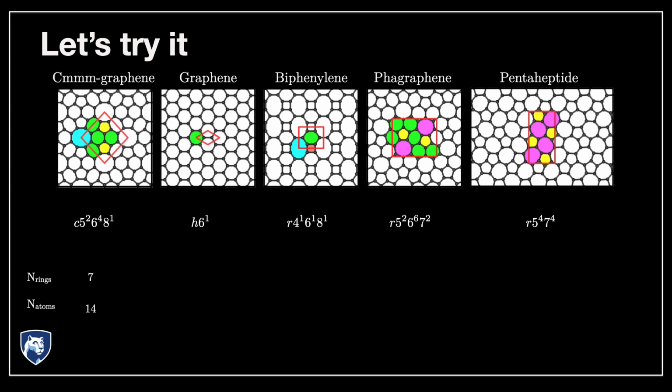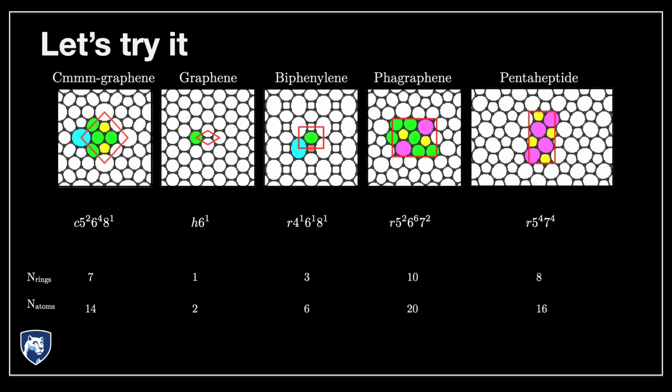The number of rings for graphene is 1. Number of rings for biphenylene is 3. Then we have 10, 8. And of course, the number of atoms can also be found. So you see from this very simple classification now, we find that we have a unique name. We have names that are pretty clear, describe the structure, tell you how many atoms you have, and so on. So it's a pretty useful classification.